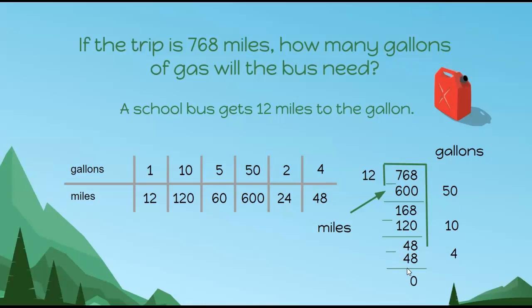Now, to find the answer, right? Because the answer is how many gallons, right? And we have 50, and we have 10, and we have 4. So what do we do? Yep, we add them together. And we're going to put it back up here at the top, because that's where you put your quotient, at the top of this little division symbol.